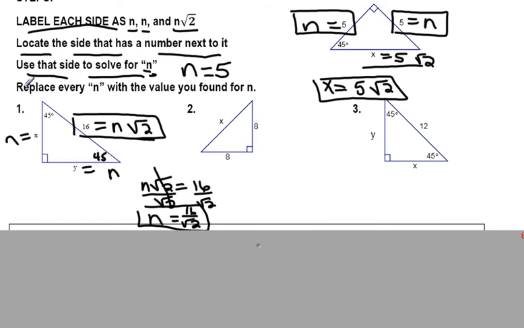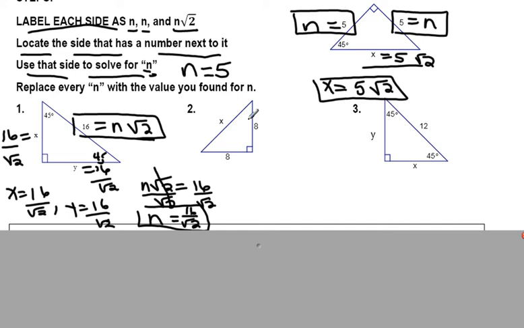Our last step is to replace every n with the value that we found for n. So I come over here with my eraser, and everywhere I see an n, I replace it with the value that I found for n, which was 16 over the square root of 2. So now I can say that x is equal to 16 over the square root of 2, and y is equal to 16 over the square root of 2.